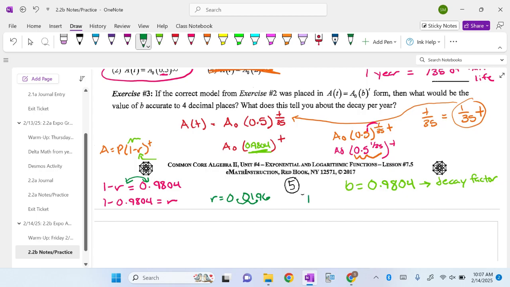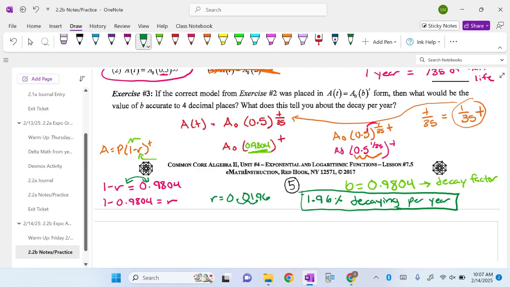So that means we are decaying at a rate of 1.96% per year. So if we're looking at our half-life, it may take 35 years for the half-life to go in effect, but if we go year by year, we will eliminate 1.9% of the material every year.